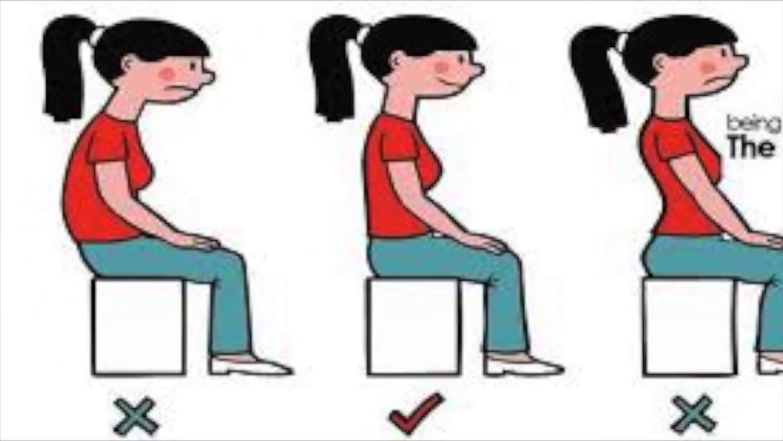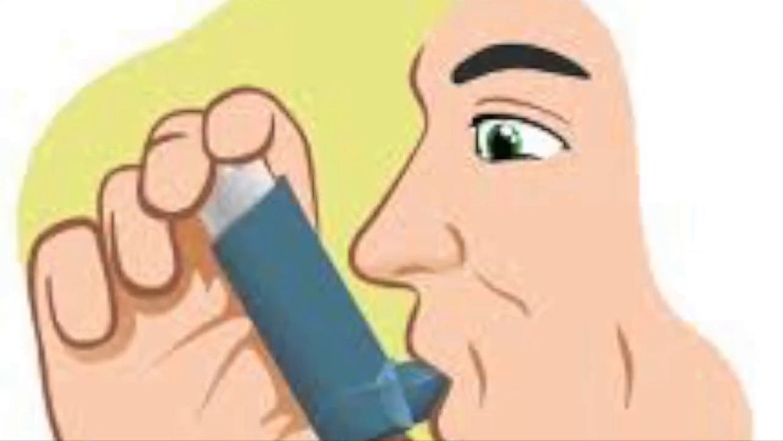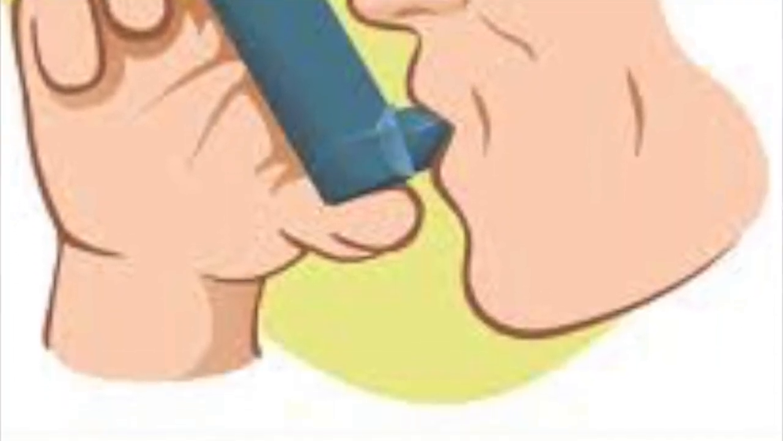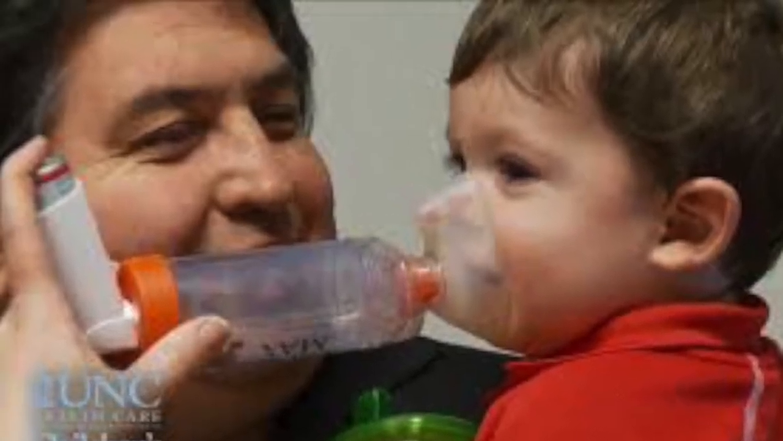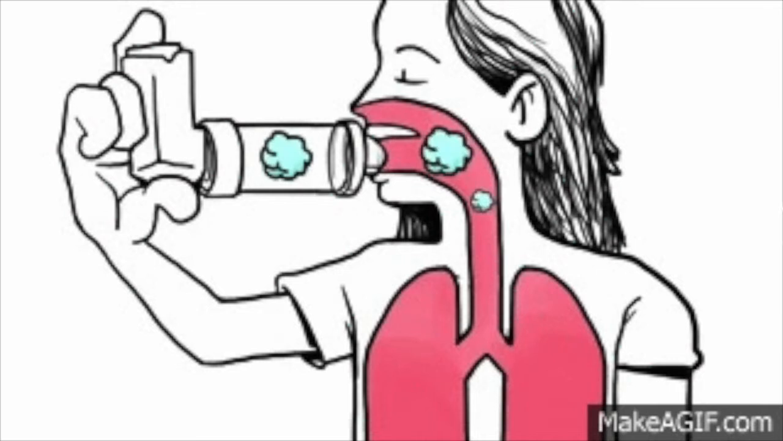Sit up straight. Completely exhale away from the inhaler. Place the mouthpiece of the inhaler or the spacer in your mouth between your teeth with the lips tightly closed around it. If the spacer has a mask at the end, make sure it covers the nose and mouth tightly. Press the inhaler and start breathing in at the same time, taking a slow, deep breath.